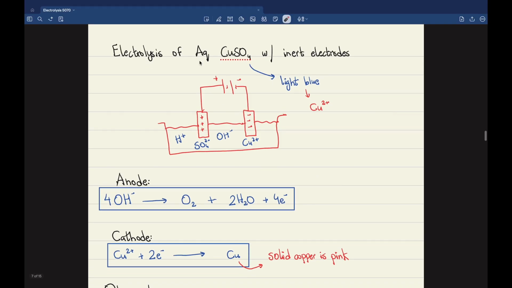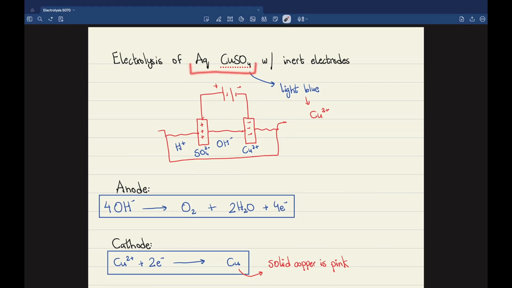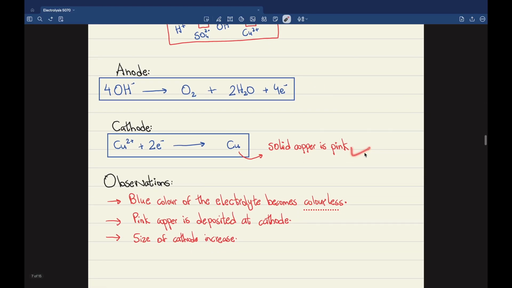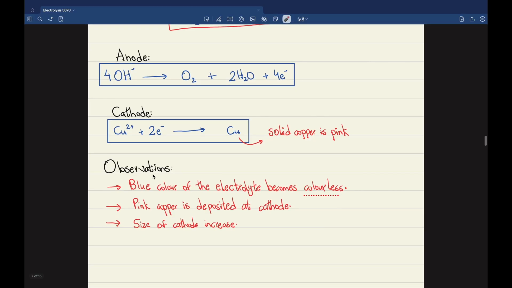So it doesn't really matter whether this is a dilute or concentrated solution, since it is sulfate, that is never going to be deposited. The hydroxide ion is the one that is going to get deposited at the anode. And there we have this equation, we derived it earlier. We have the cathode equation, with pink solid copper being formed. We did discuss its observations.